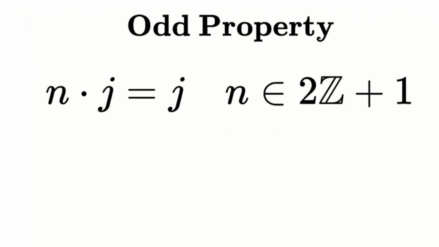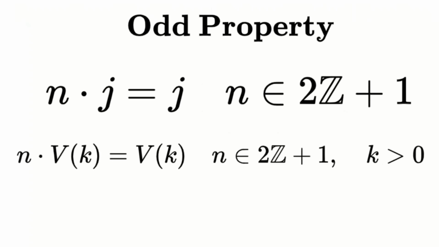Odd property: if the coefficient of the virtual unit is odd, it will result in j. Mathematically, n times j equals j if n is odd. And for virtual functions, n times vk equals vk. For example, 3 times j equals j.